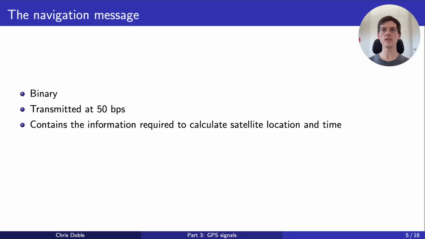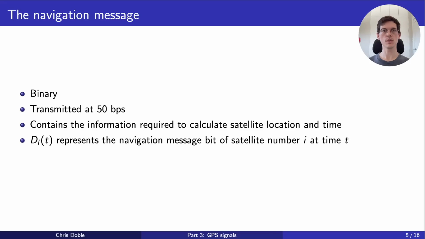Within the CA signal is something called the navigation message. It's a binary message that's transmitted at the blistering speed of 50 bits per second. It contains all of the information we need to calculate a satellite's location and the time of its onboard clock. I'll talk about how you do that in a later video. Let's use the term d_i(t) to represent the navigation message bit of satellite number i at time t.